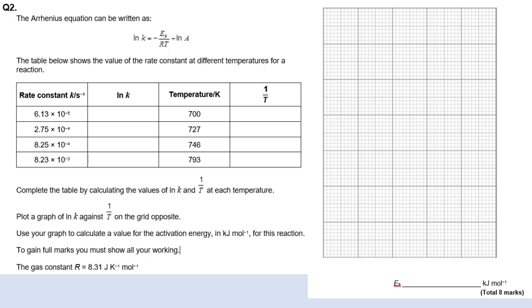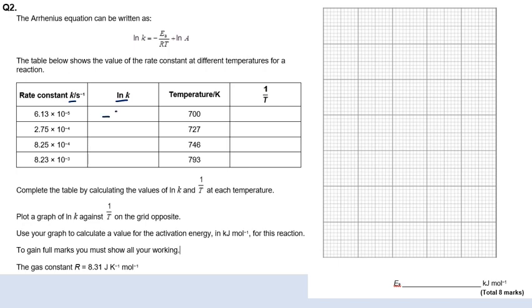Okay, so it's 8 marks then. First thing we're going to have to do is complete the table. So that's using your calculator. You've got values for K, and you've got to calculate ln K, which is literally punching these numbers into your calculator using the ln button.